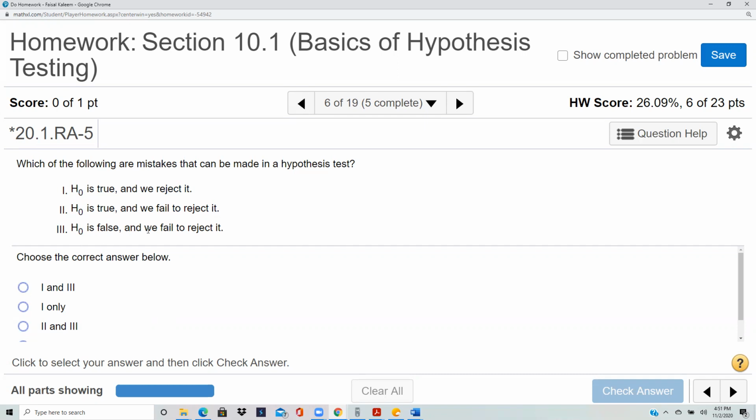H naught is false and we fail to reject it. That's a mistake, that something was false, but you fail to reject that. You should reject a false thing. So 1 and 3 are mistakes.